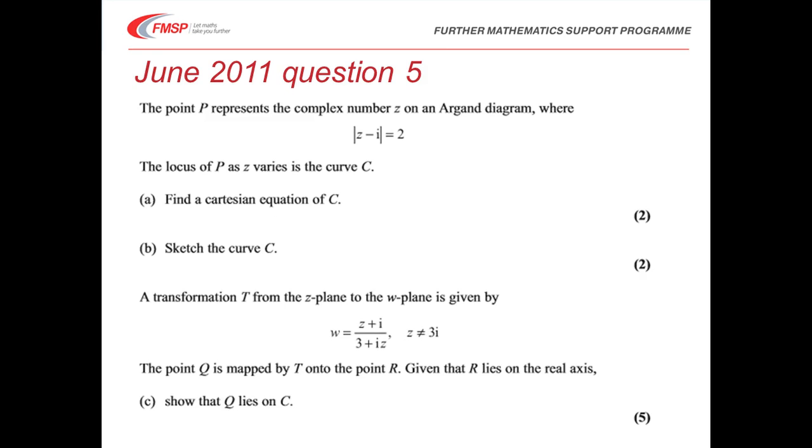Then we have a transformation T which is applied to the Z-plane to produce the W-plane, and that transformation is given by W equals (Z plus i) over (3 plus iZ), where Z mustn't be 3i. The point Q is mapped by T onto the point R, and given that R lies on the real axis only, we've got to show that Q lies on the curve C.